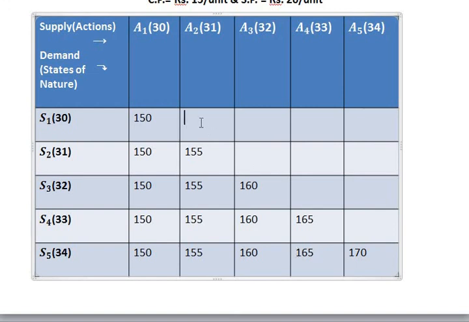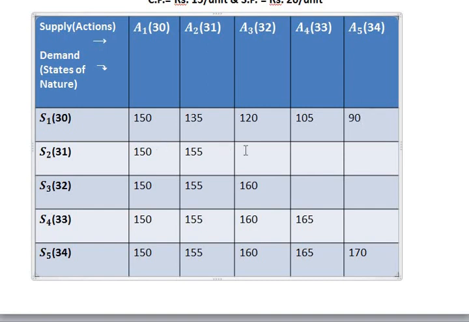Now here the loss table. In the loss table we are going to subtract 15 now, not 5, because the loss is 15 per unit. So this is 150 minus 15, that will be 135. Okay, next minus one more 15, it is 120. Next minus 15, that is 105. Again minus 15, it is 90.